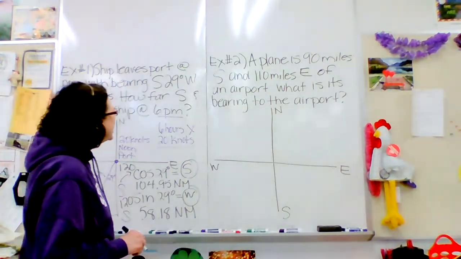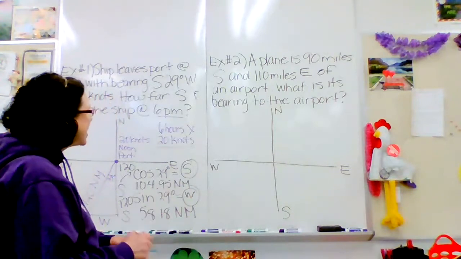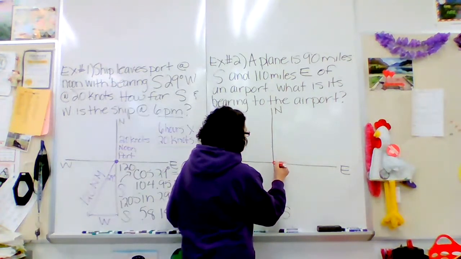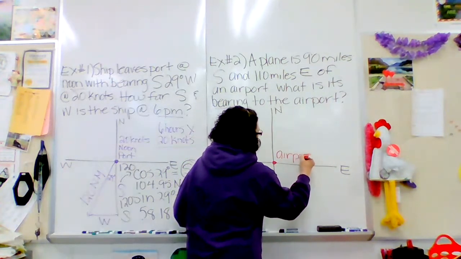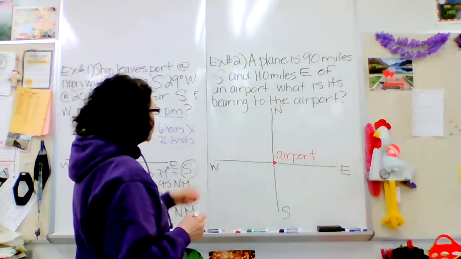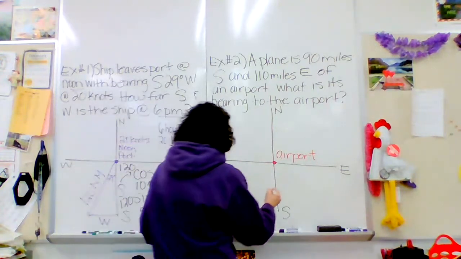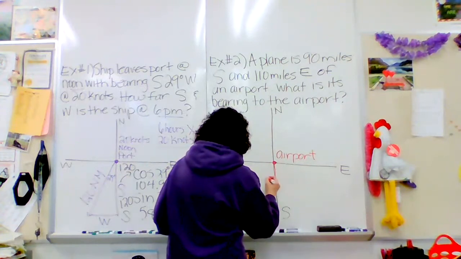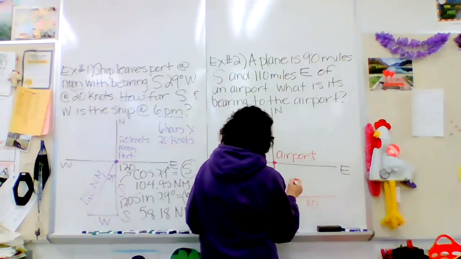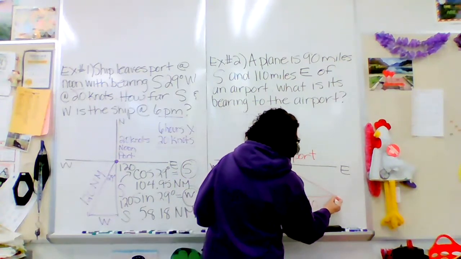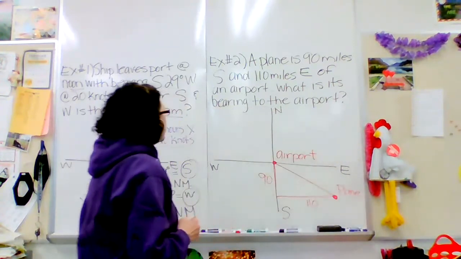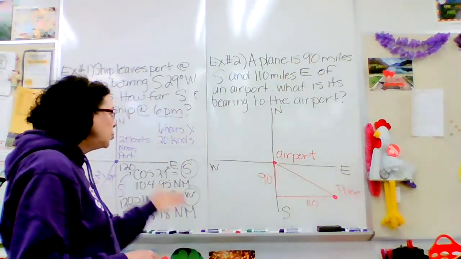Number two. A plane is 90 miles south and 110 miles east of an airport. Okay, so our airport, let's see how this red shows up. That shows up pretty good. The airport is at the center of the compass, of course. The plane is 90 miles south and 110 east, right? So 90 south, 110 east. The plane is right here. What is its bearing to the airport?